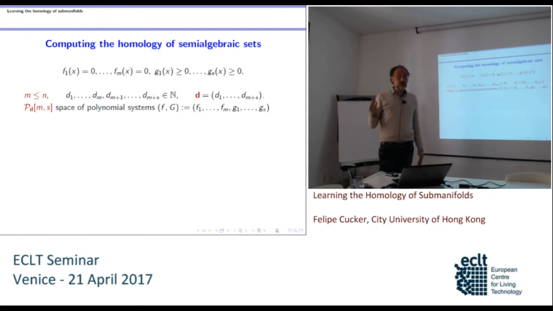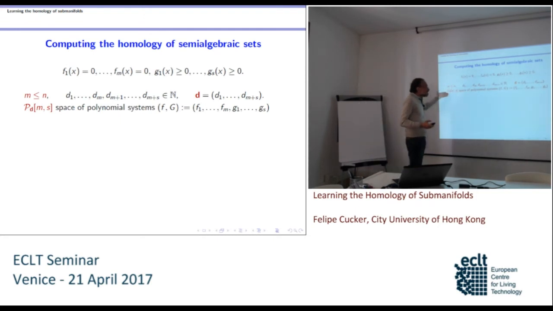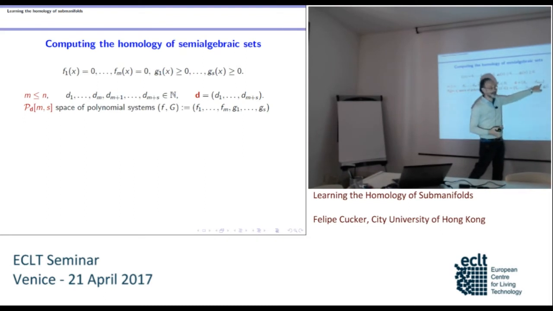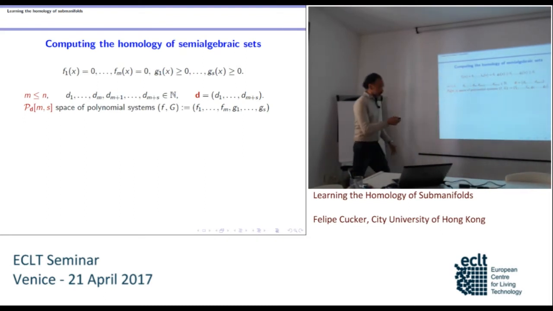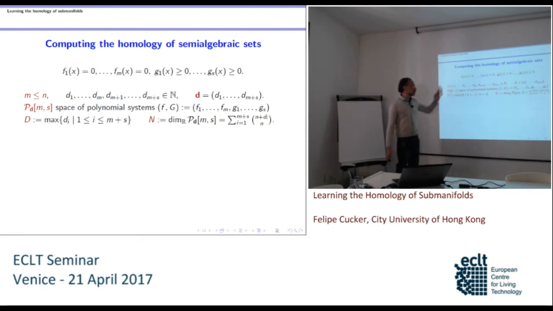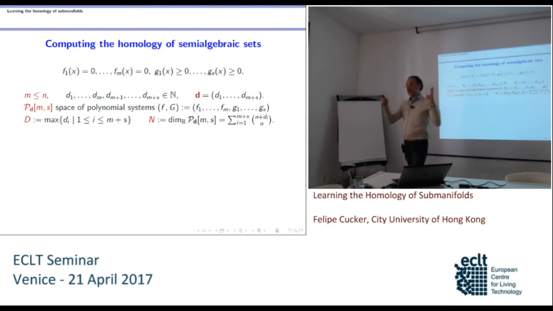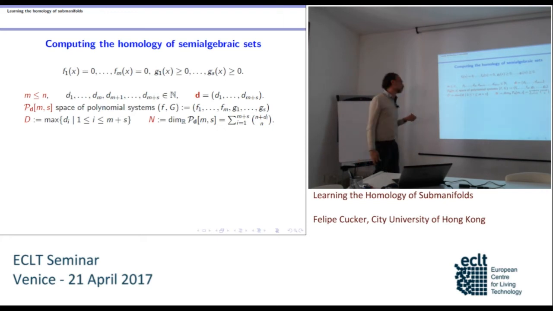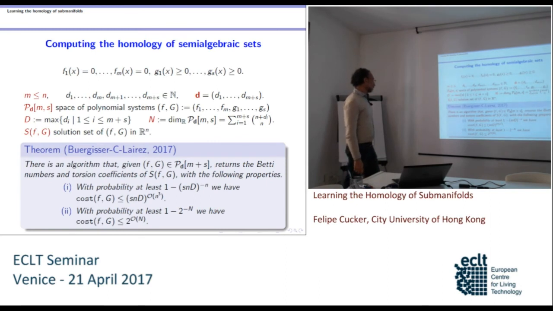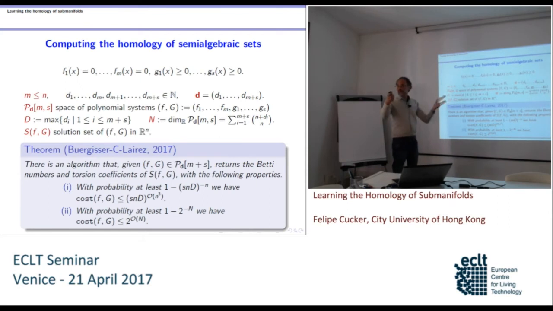For example, polynomials in one variable of degree 2 have 3 coefficients: ax squared plus bx plus c, so a, b, c. So the space of coefficients is R^3. If I have many polynomials of different degrees in different numbers of variables, I get one linear space of all the polynomial systems with this number of polynomials, m plus s, and this pattern of degrees. I can call D the maximum of the degrees, and N the dimension of this linear space, which is the size of my inputs, because to give an input I need to specify the coefficients. And I call S of F, G the solution set, which is a semi-algebraic set.